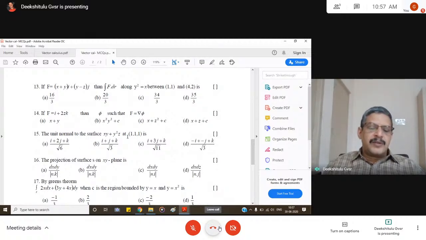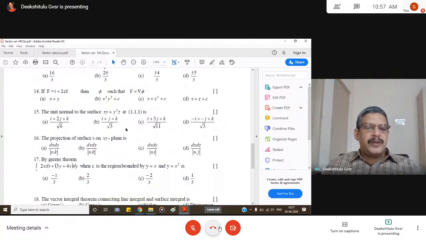The unit normal to the surface. So find grad for this. Put this point, then take the unit normal, divide by magnitude. Reduction of surface S on xy plane. When S is a surface in space and you consider the projection while doing surface integrals, we have discussed S1, S2, S3. If S1 is the projection in xy plane, then ds becomes dx dy by n dot k.